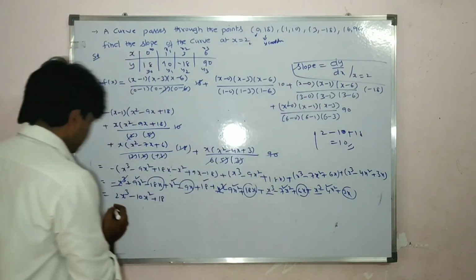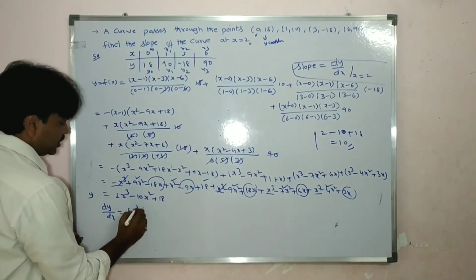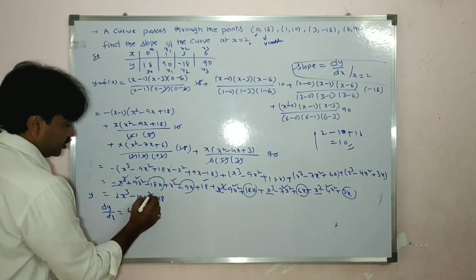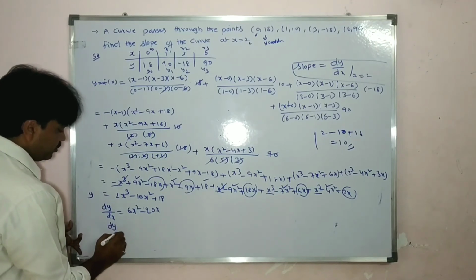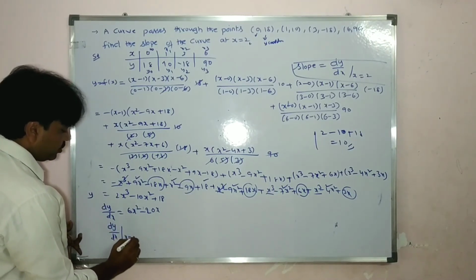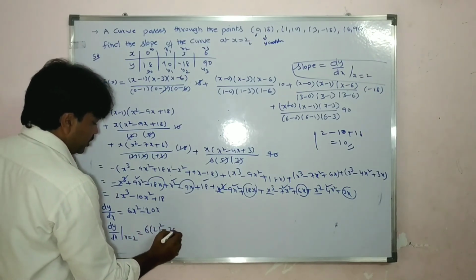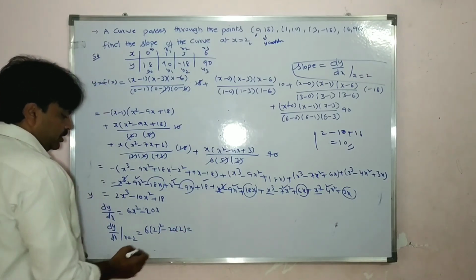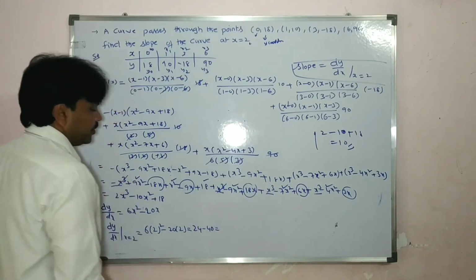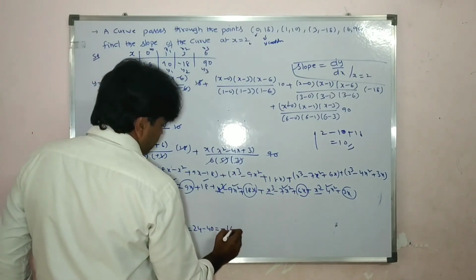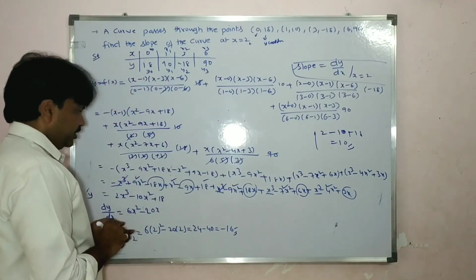Slope means dy by dx. It's simply just differentiate, dy by dx. That is equal to, we get here 6x square minus, x square derivative is 2x, so 2 into 10, 20x. Constant derivative is 0. So what he says, find dy by dx at x is equal to 2. So you substitute 2 here. So 6 into 2 square minus 20 into 2, 2 square means 4, 4 sixes are 24 minus 40, that is equal to minus 16. This is the slope of y.